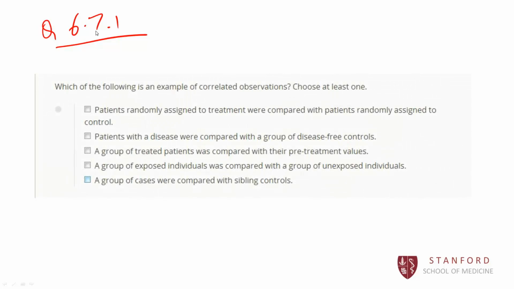Out of the 5 options given in this question, the only 2 for which we have correlated observations are C and E. In C, we are comparing the pre-treatment with the post-treatment values of certain patients. And these are obviously correlated because we are looking at the same patient before and after treatment. And E has a group of cases where we were looking at sibling controls, and these again would tend to be correlated because the siblings would share some genetic information.